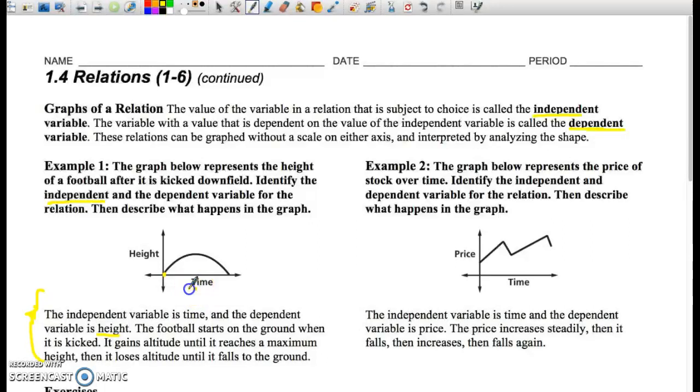So just a reminder that our independent variable is time. It's going to keep going no matter what, no matter how high we kick, how hard we kick. What's dependent on the independent variable is the height.